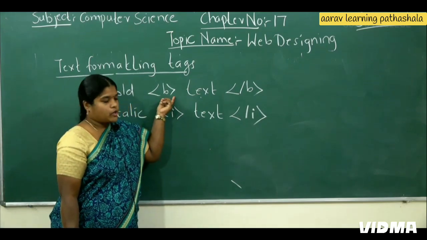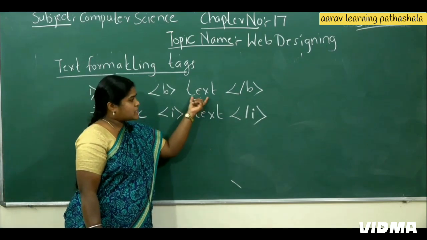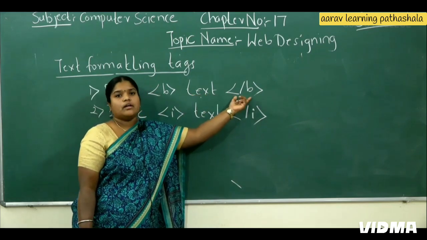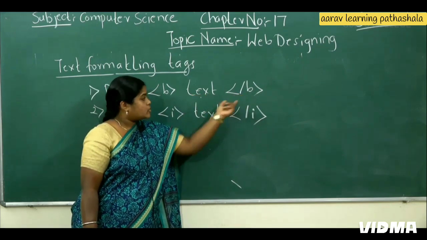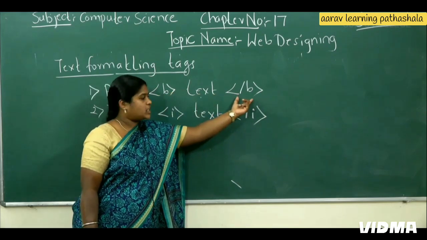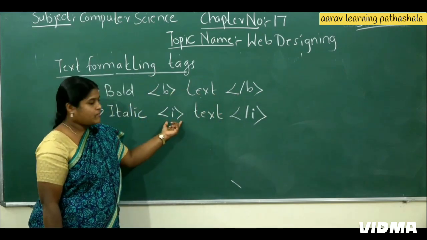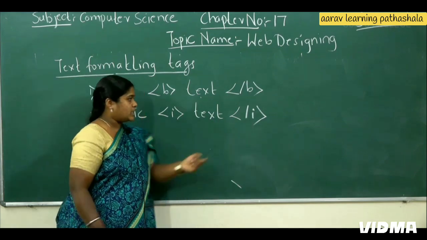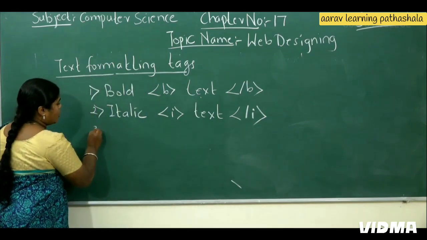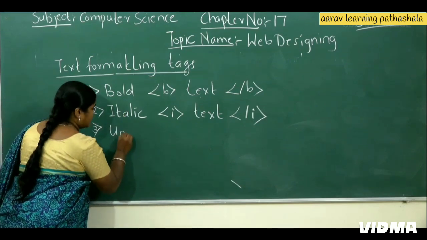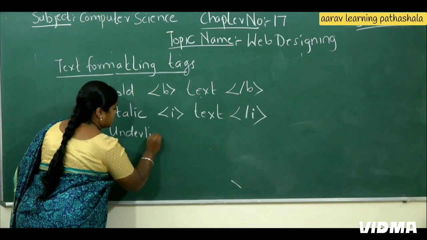The tag used for bold is <b>. We are going to specify the text within that particular tag and then close the bold tag. So <b> is the opening tag, </b> is the closing tag. In a similar way we have <i> for opening and </i>, that is the closing tag.